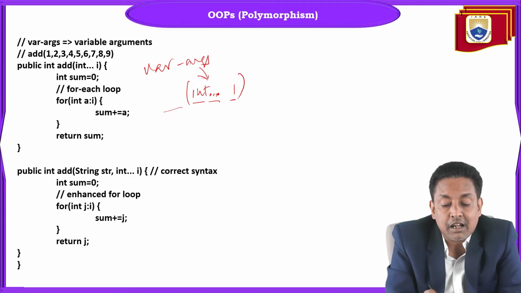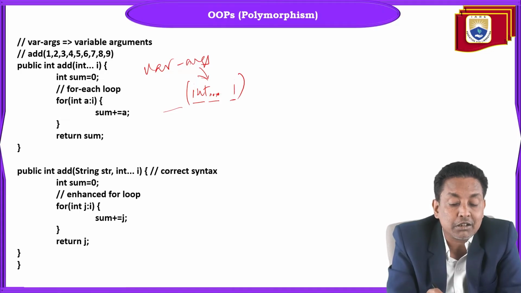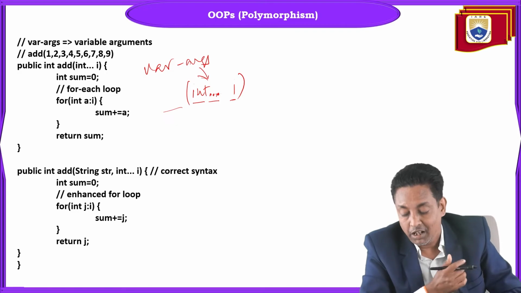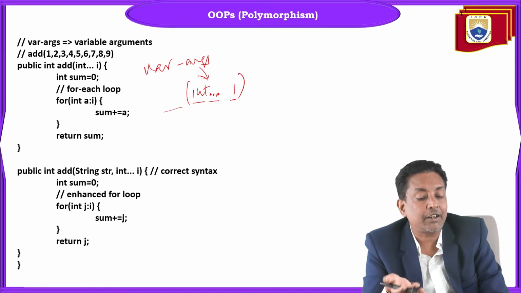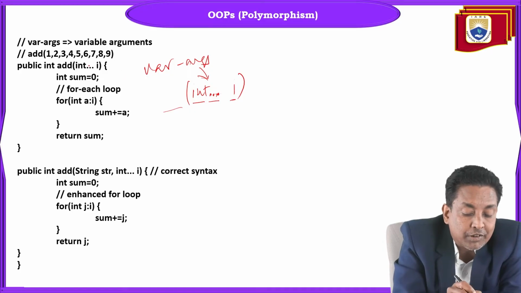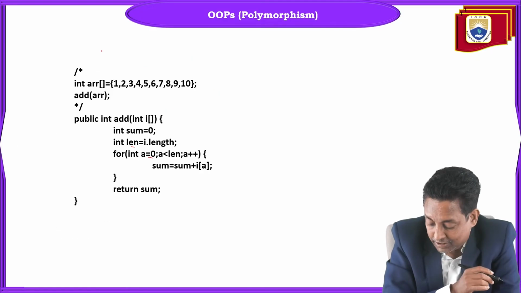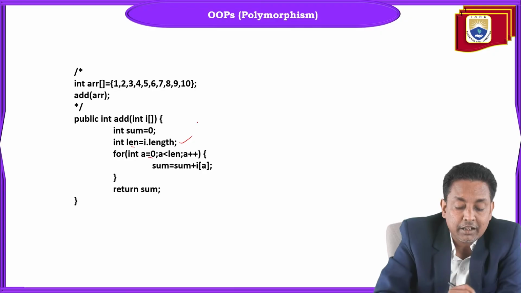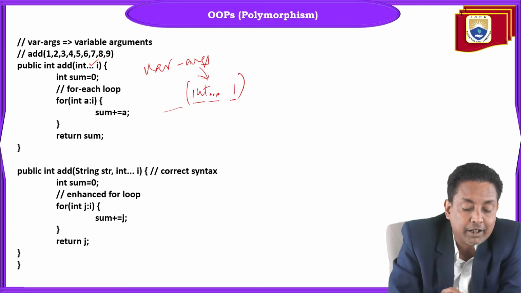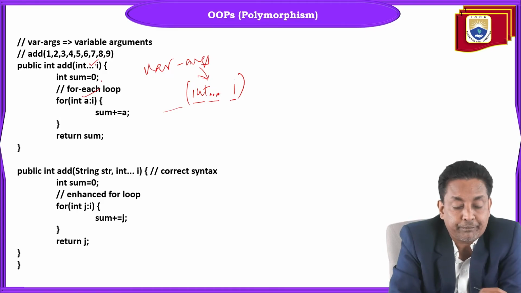And this int triple dot is called varargs, so that into this method you can pass any number of integer values as arguments. Instead of an array, one best alternative is varargs. But internally, how do we find out the length? If it is an array, we can find out the length of the array. If it is a vararg, how do we find out the length? We cannot find it out. Such a vararg should be used in for each loops.